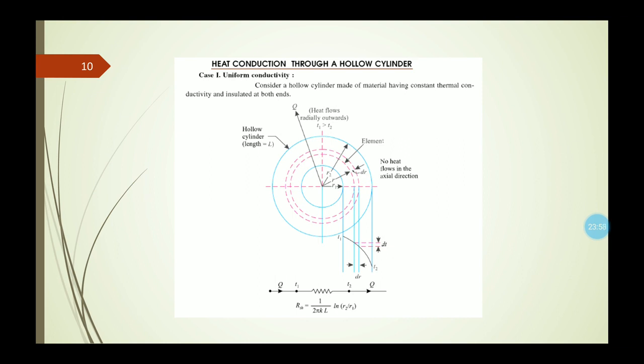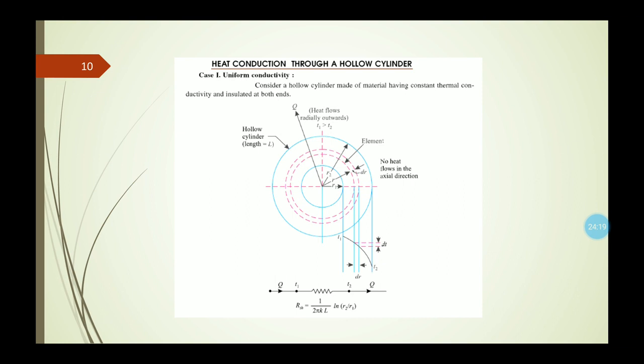Next, let us discuss the heat conduction through a hollow cylinder. So here, for uniform conductivity, let us consider a hollow cylinder made of material having constant thermal conductivity and insulated at both ends.